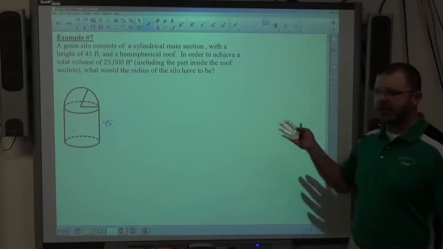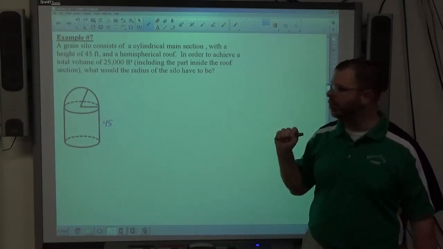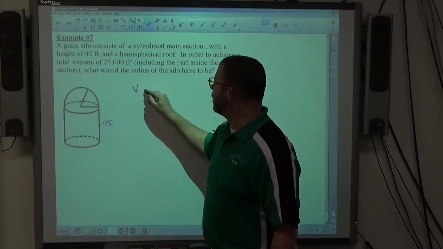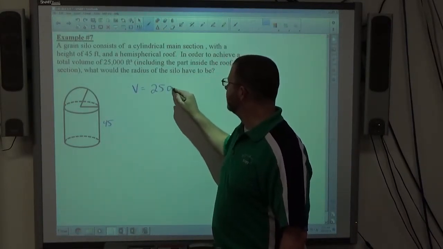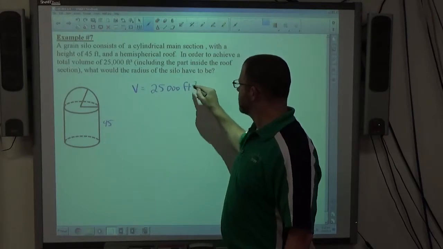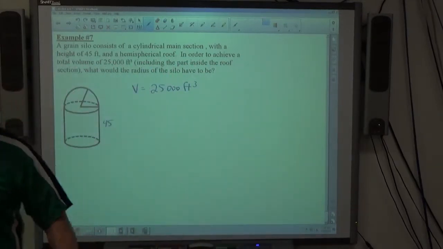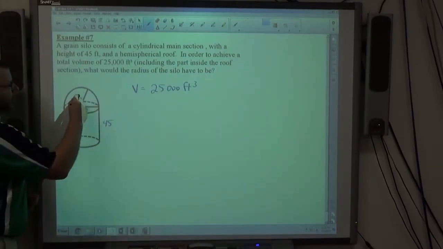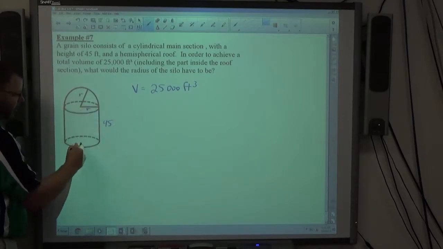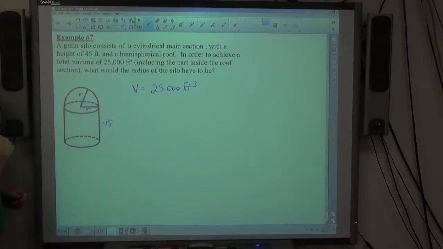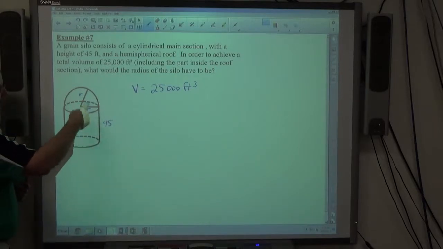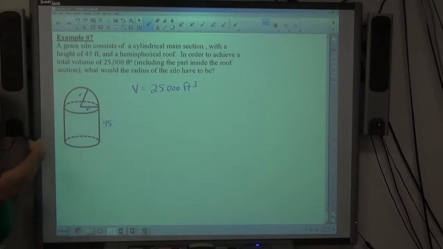So the height is 45 feet, that's set in stone. That's not going to change. We want the volume of this thing to be 25,000 cubic feet. The only dimension I don't know is the radius. The radius of the hemisphere is the same as the radius of the cylinder. So the total volume of this grain silo is the volume of the cylinder added to the volume of the hemisphere, which together makes the total volume of 25,000 cubic feet.